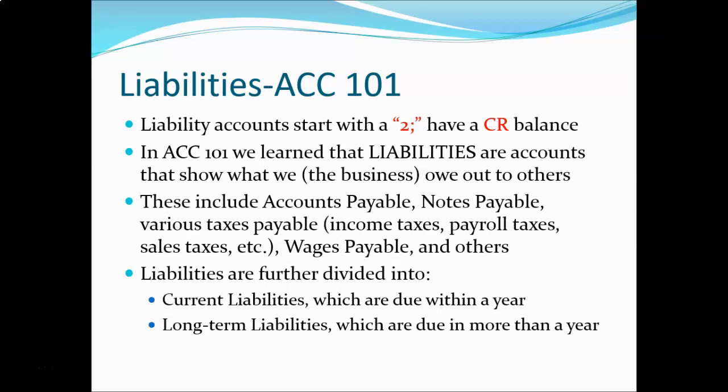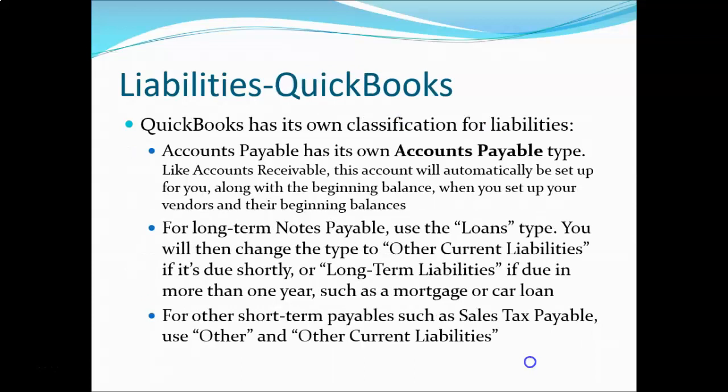Then we have long-term liabilities, which are due in more than a year. This would include a long-term note payable, like if we had a 5-year loan on the vehicle, company car, that note payable would be a long-term liability. If we have bonds payable, those are long-term. Now, we might have a note payable that's like a 3-month loan that we have to pay back in 3 months, and so that would be a current liability. But most of the time, our notes payable are going to be long-term liabilities. Now, this was Accounting 101, what we learned there.